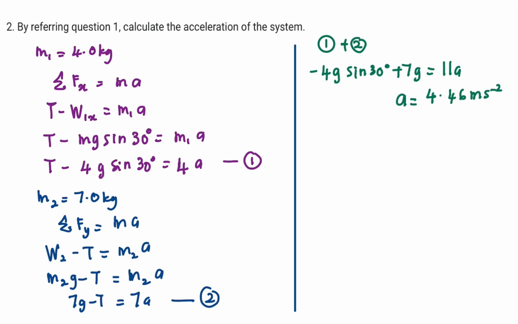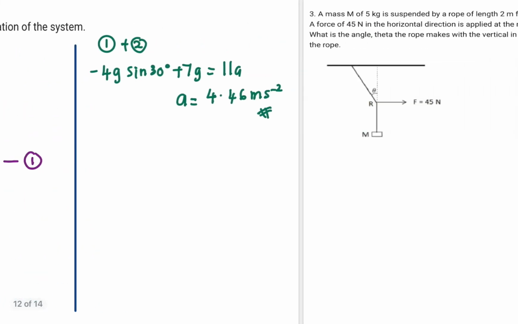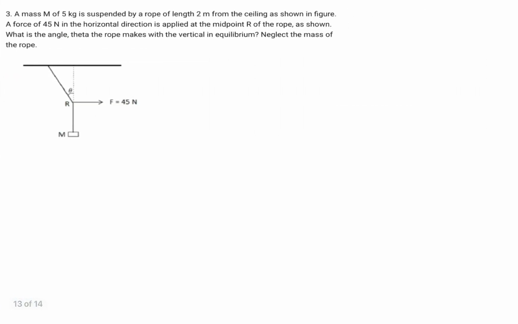Okay, for number 3, so what do you have here? You have a mass m of 5 kilogram suspended by a rope of length 2 meters, and then a force of 45 newton in the horizontal direction is applied at the midpoint R as shown. What is the angle theta the rope makes with the vertical in equilibrium? You can neglect the mass of the rope.